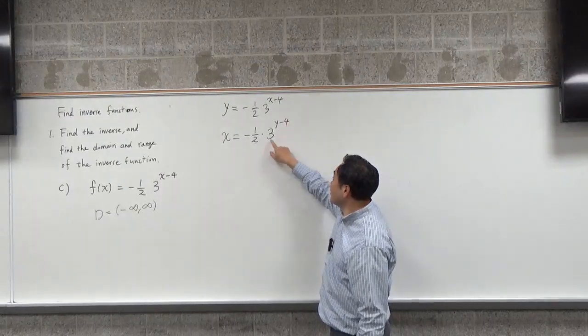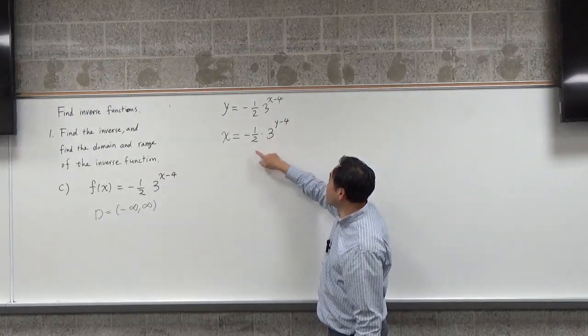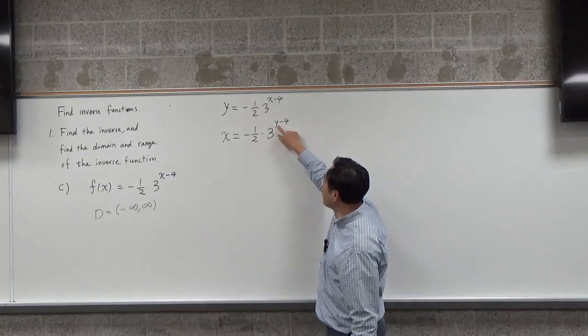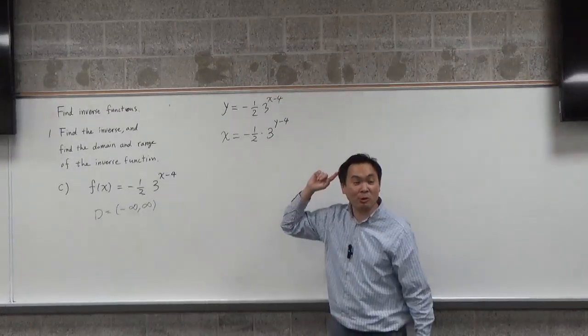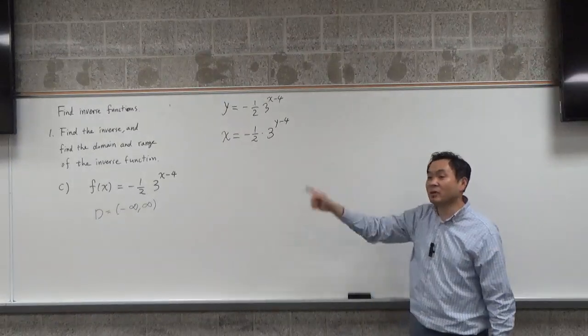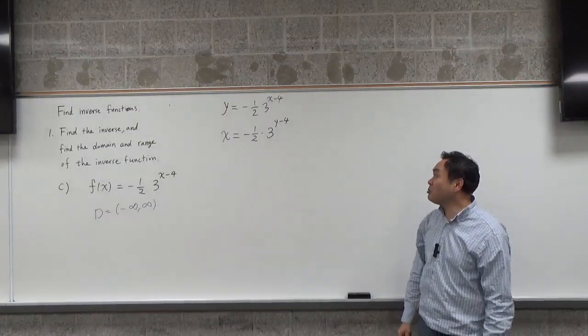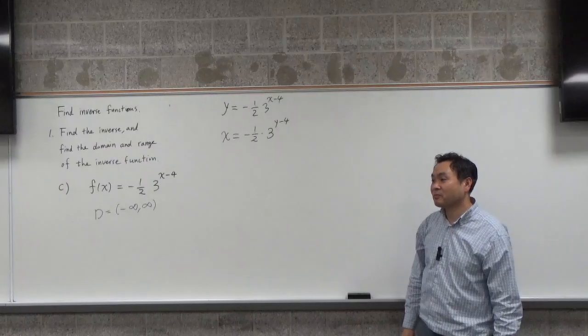Okay. And then let's look at the order. This is closest to y, and then 3, and then you're multiplied by negative 1/2. So which one goes away first? Negative 1/2 has to go away first. How do you get rid of negative 1/2?